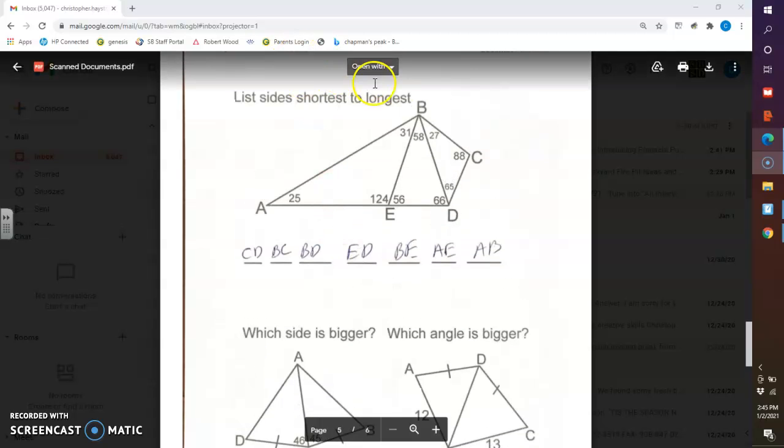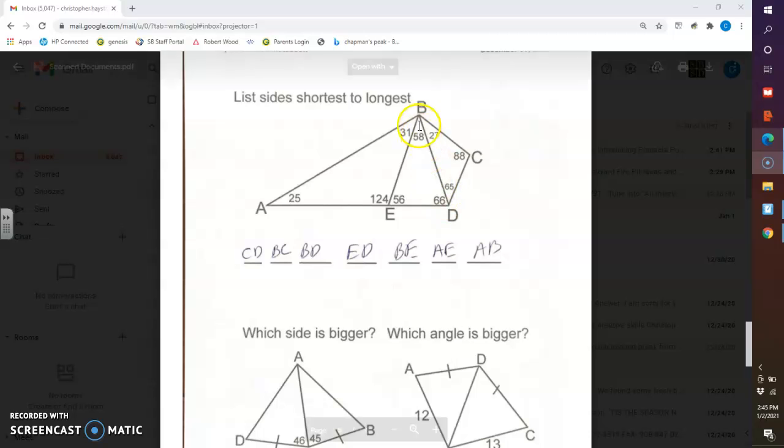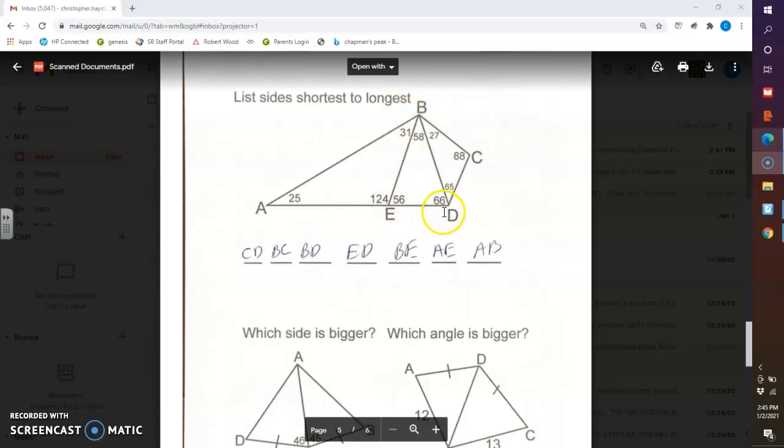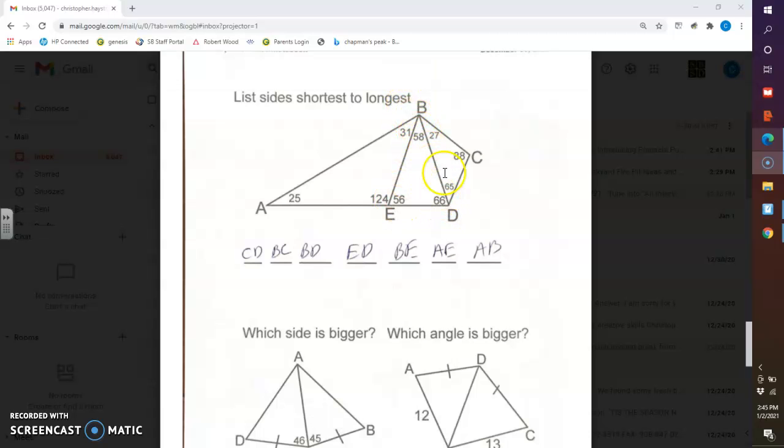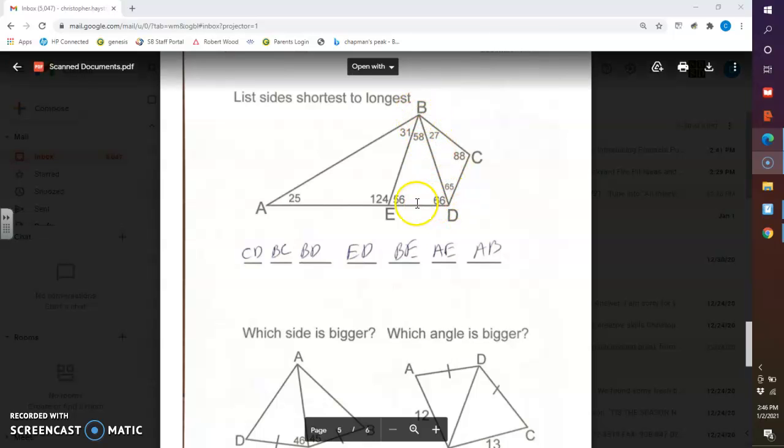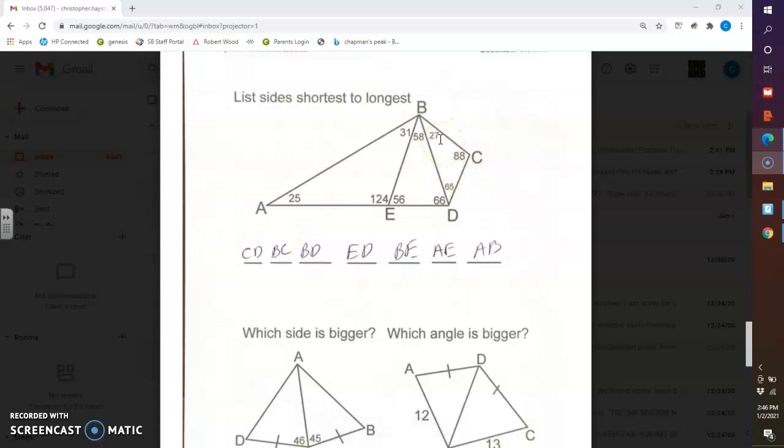Putting them from shortest to longest, it's really about one side being the longest of one triangle and that same side being the shortest of another triangle. So BE and BD are our key sides. If you look at BD first, it's the shortest side of BED. It's the longest side of BDC. So the shortest side of BDC has to be the shortest side of the picture. So that's CD, BC, and BD.